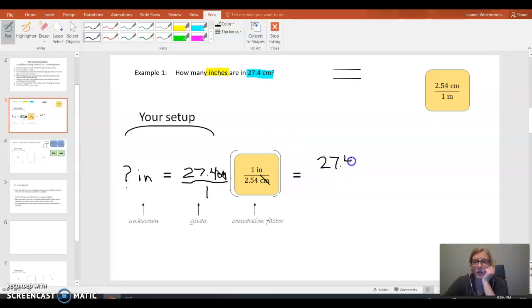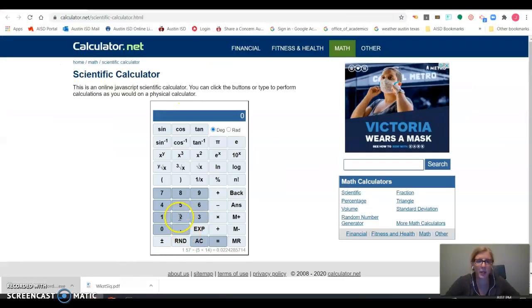And you wouldn't have to actually do this step. At this point, you would be grabbing your calculator. And it's 2.54 in the denominator, so I'm dividing by 2.54. 1 times 2.54, if you really want to get specific there. So I'm going to go to my calculator.